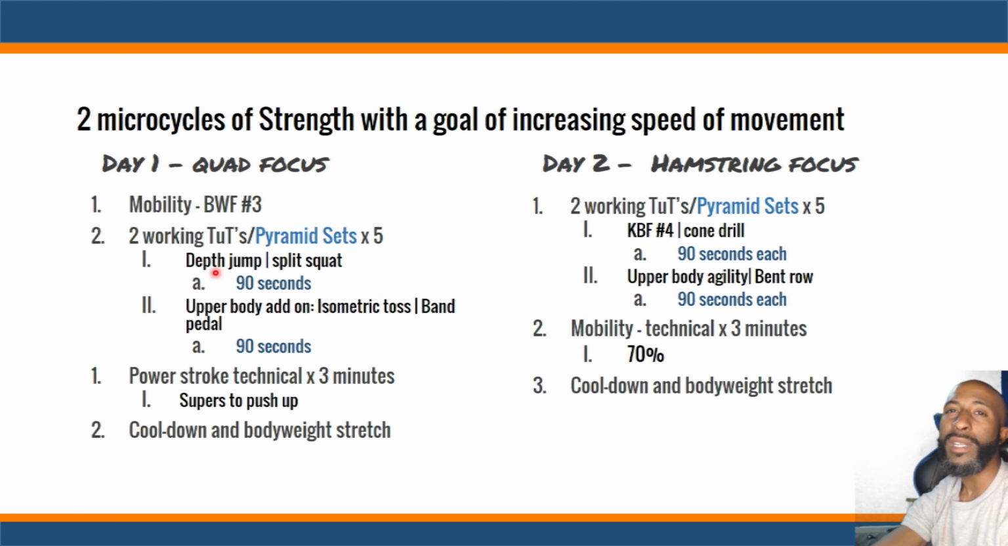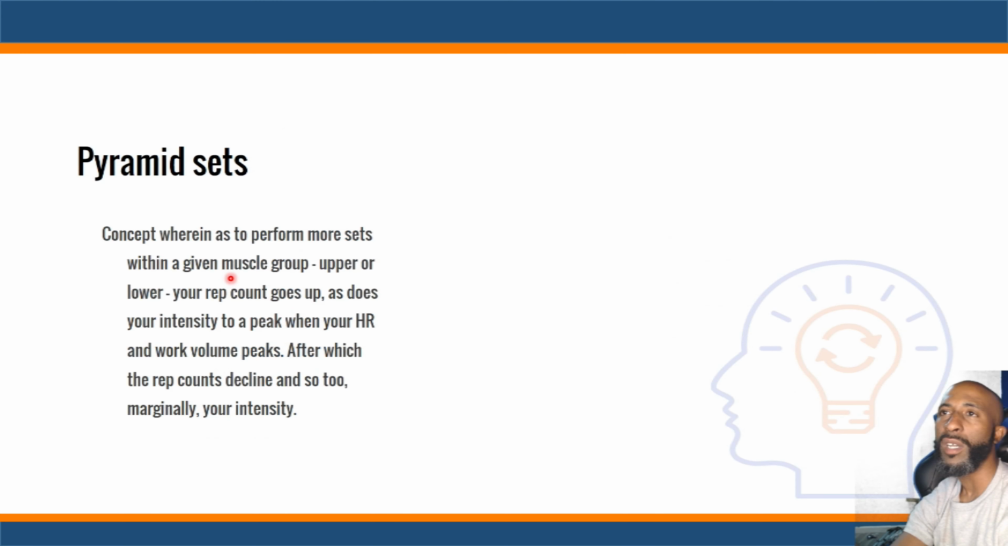And on quad day, we did a depth jump for 90 seconds, followed by iso ball toss. Then we did our technical power, all right? Which could have been on the floor for speed, or it could have been overloaded here, right? So what we did on day 1 was a depth jump with an isometric toss.